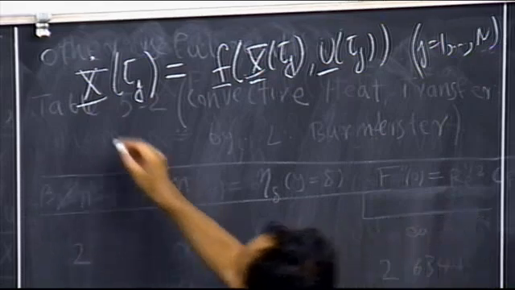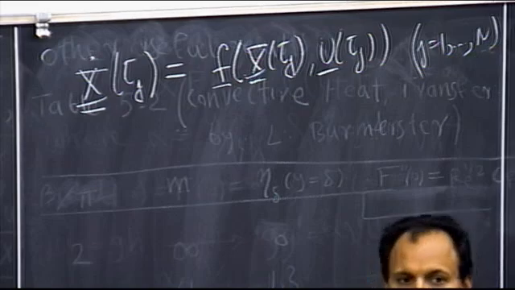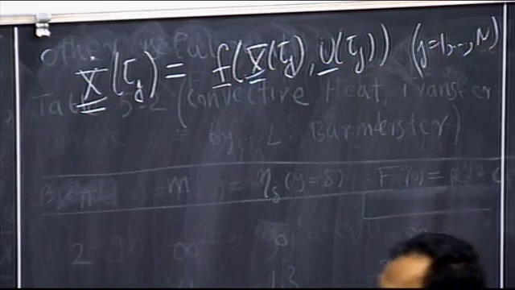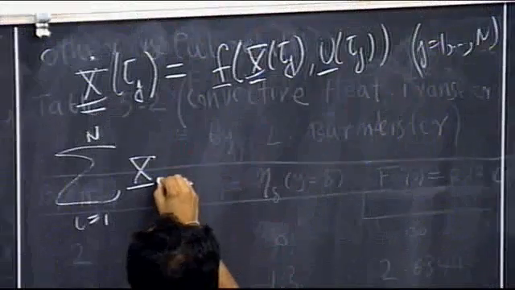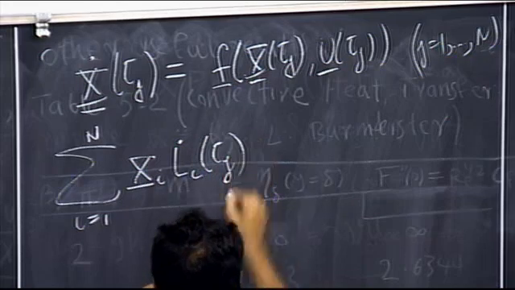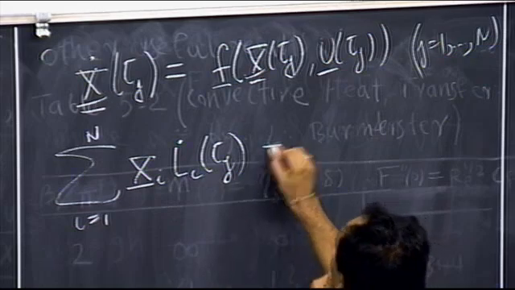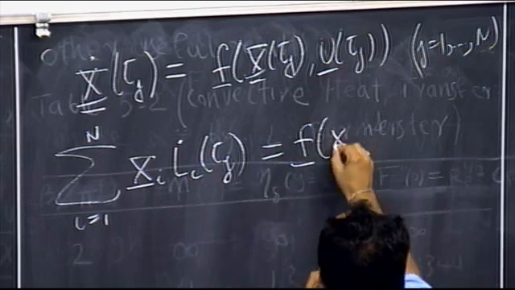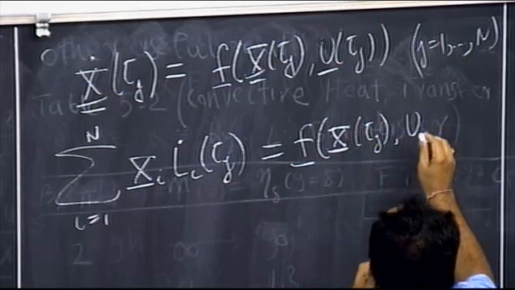Right? I haven't done anything. I just collocate. But what's x dot of tau_j? It's this thing evaluated at tau_j, right? So it's equal to the sum from i equals 1 up to n of x_i times L_i dot of tau_j, right? That's this thing. I just substituted it. And that has to equal f of x of tau_j, u of tau_j.